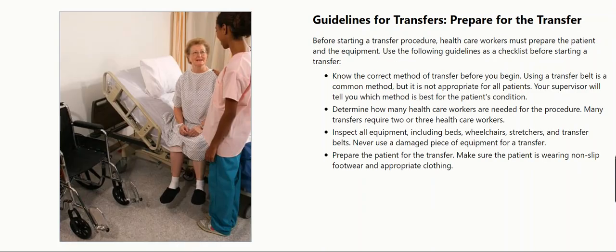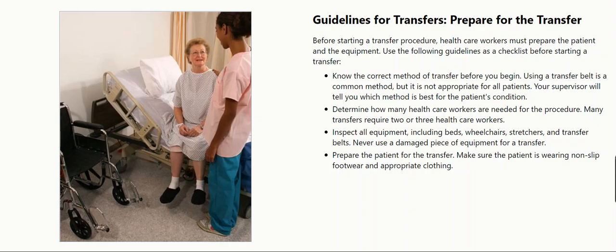Guidelines for transfers. Prepare for the transfer. Before starting a transfer procedure, healthcare workers must prepare the patient and the equipment. Use the following guidelines as a checklist before starting a transfer.